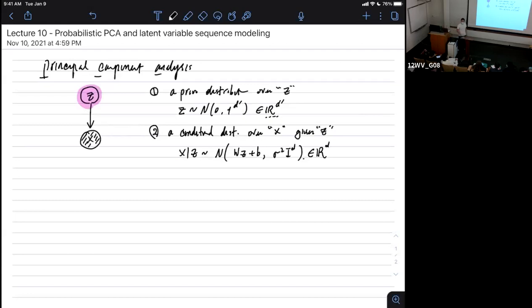Where do W and B and sigma come from? I'm going to say we know what those are on the data generating process part. We just said that W is going to be a D by D prime dimensional matrix, and B is a bias vector. It's going to be a D dimensional vector, and sigma squared is going to be just a positive scalar. So this is how we define the data generating process.